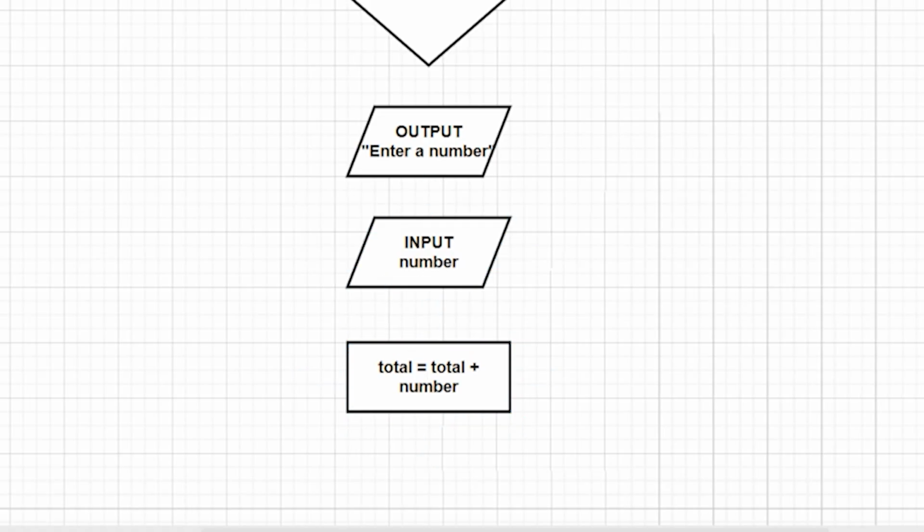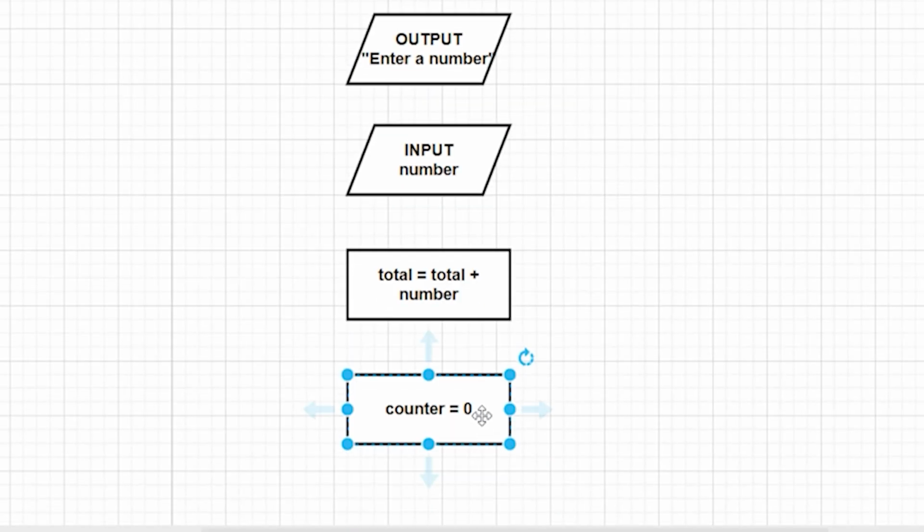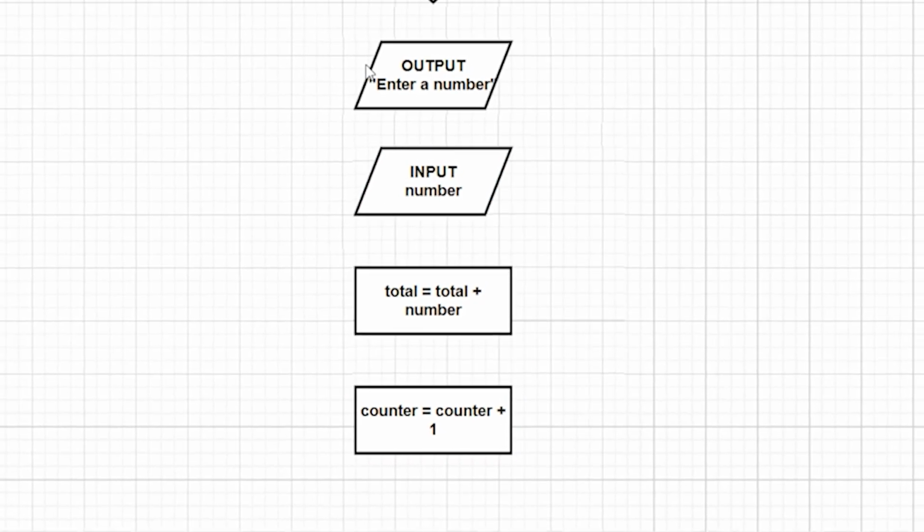Finally, we're going to adjust counter. So counter starts off at 0, and what we're going to be doing is increasing that number by 1 each time. So very similar to what we just did here. We're going to do a calculation here on the right hand side to increase counter by 1, which of course is counter plus 1. So counter is going to increase by 1 each time. And that's more or less our flowchart.